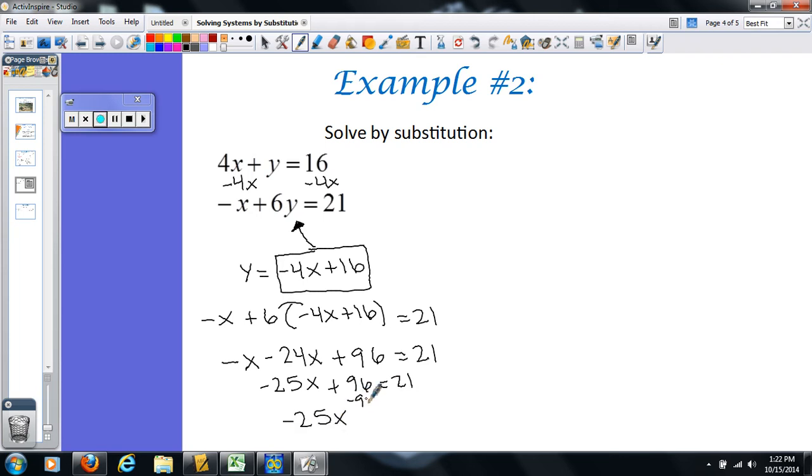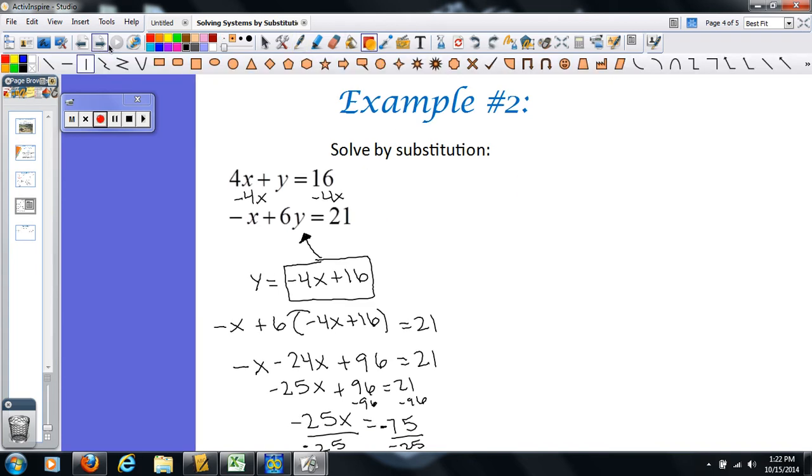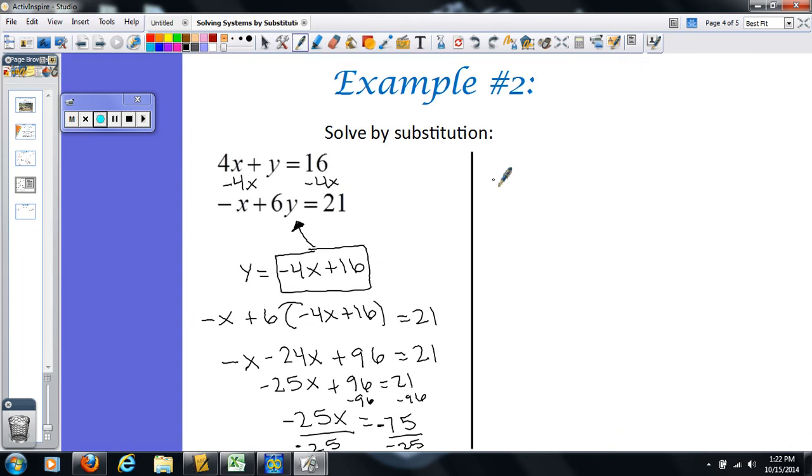I'm going to subtract 96 from both sides. Equals... 6 minus 1 is 5. 9 minus 2 is 7. And it's going to be negative 75. Now I'm going to divide by negative 25, and I'm going to get x equals 3.